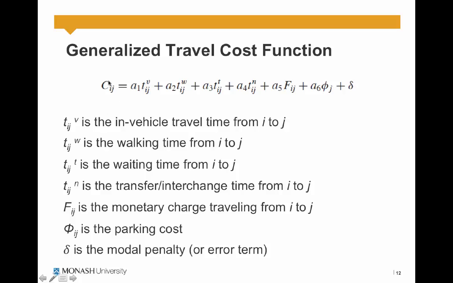This generalized travel cost function could be a function of in-vehicle travel time, walking time, waiting time, transfer or interchange time, some monetary charge like toll traveling from I to J. It could also include parking cost and some modal penalty or an error term.